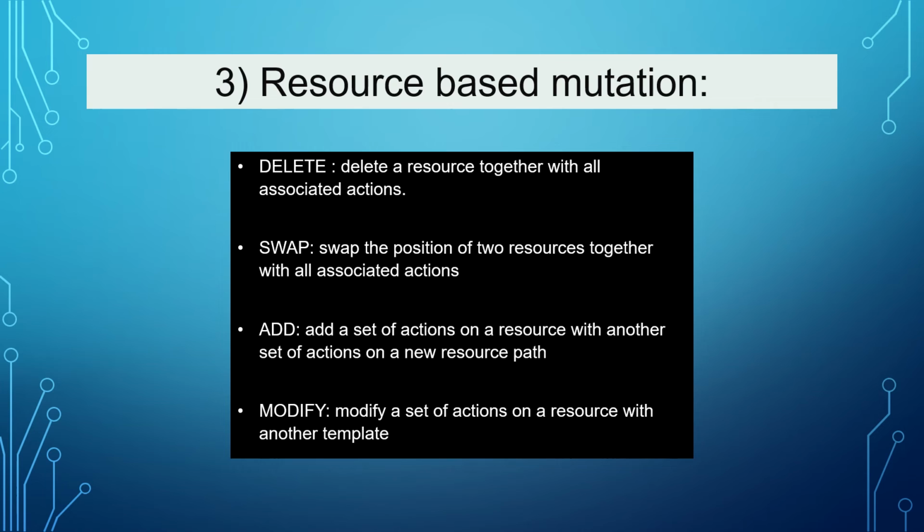In total, there are 5 operators to mutate the structure of an individual for exploiting relationships among resources and different templates on resources. So there's delete a resource together with all associated actions, swap the position of 2 resources, add a set of actions on a resource with another set of new resources, and then there's modify, which modifies the set of actions in the resource.